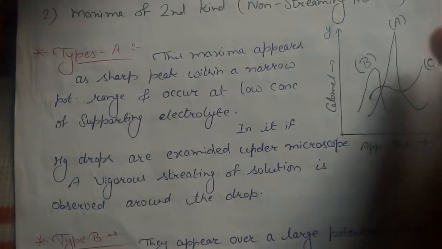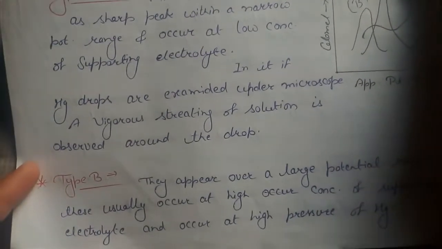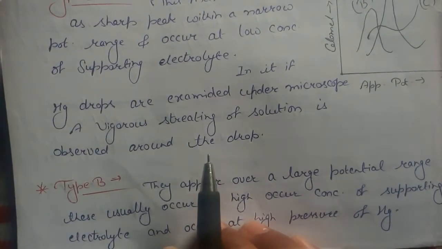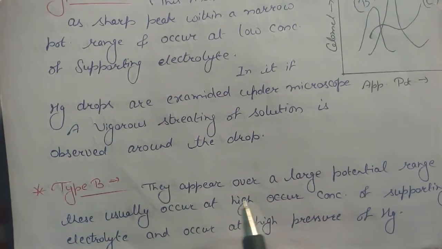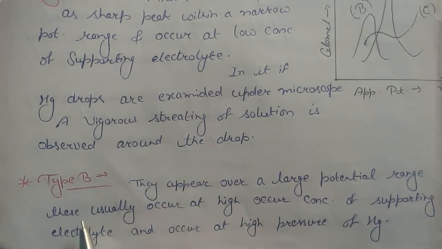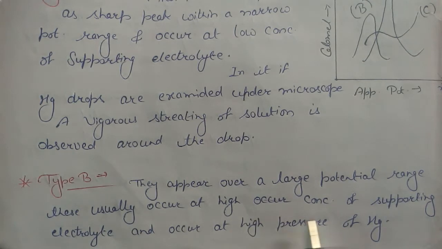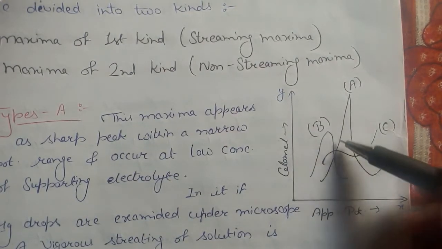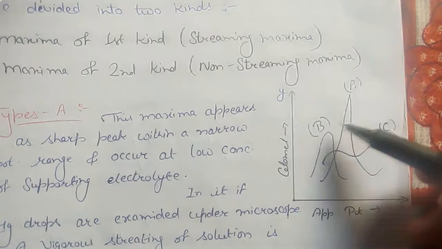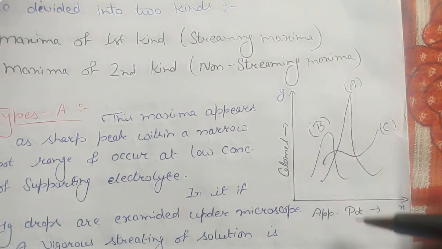What is type B? Let's look here. Type B appears over a large potential range. These usually occur at high concentration of supporting electrolyte and occur at high pressure of mercury. So you can see here a large potential range and high concentration. Is that clear guys?